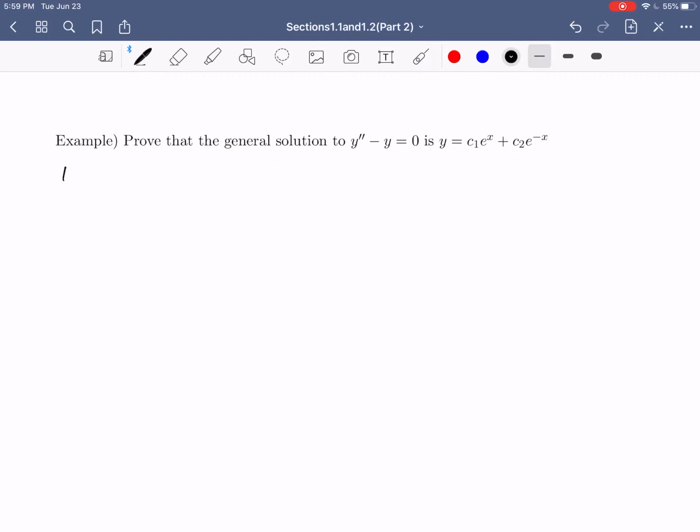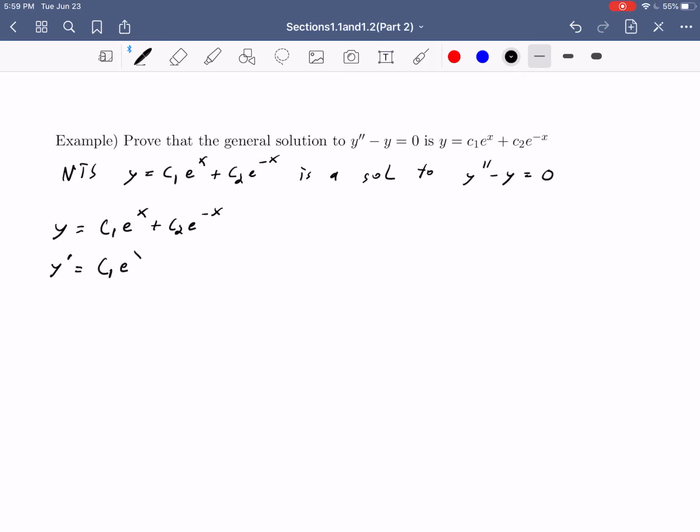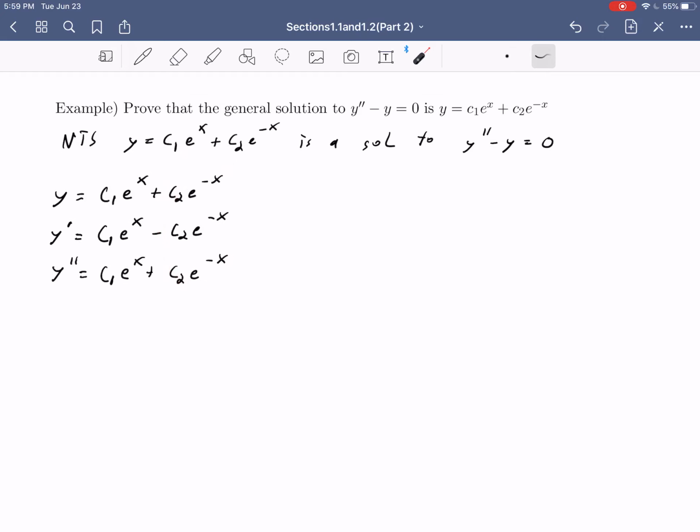So first thing we need to do is show that y equals c1 e to the x plus c2 e to the negative x is a solution to y double prime minus y. Forget about it being the general solution. We just need to make sure that it works. So how do we do that? Well, now we can do our left-hand side, right-hand side. So we'll need to know the second derivative. So we have c1 e to the x plus c2 e to the negative x. That tells us that y prime is c1 e to the x minus c2 e to the negative x. And then y double prime is going to be c1 e to the x plus c2 e to the negative x, because we're using chain rule on those components there.